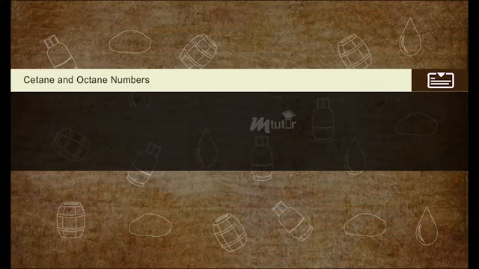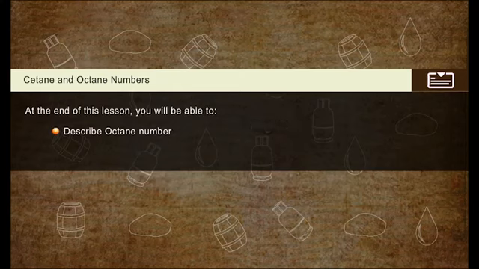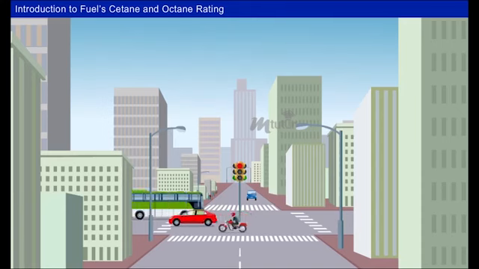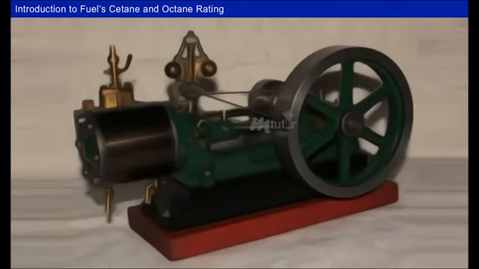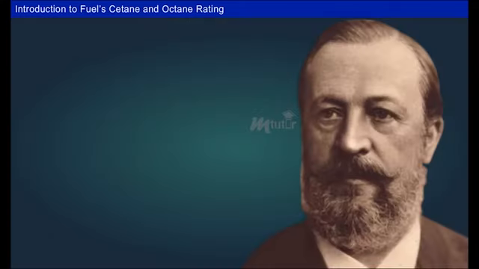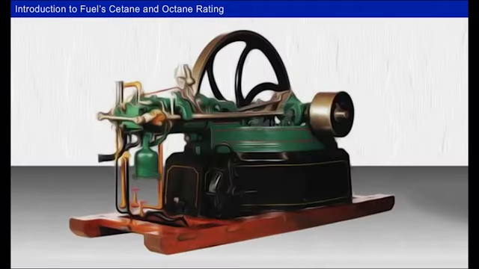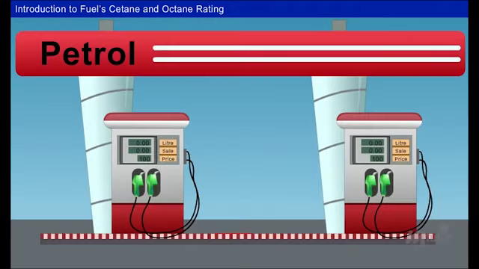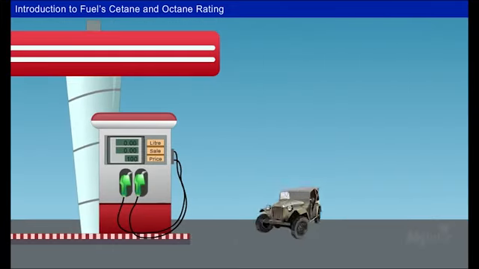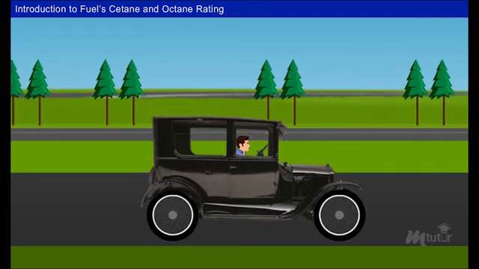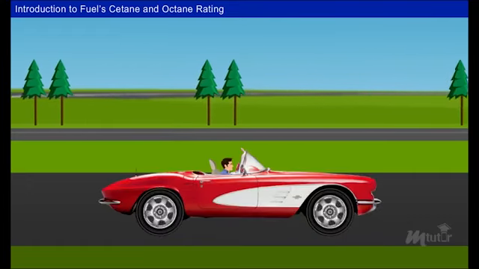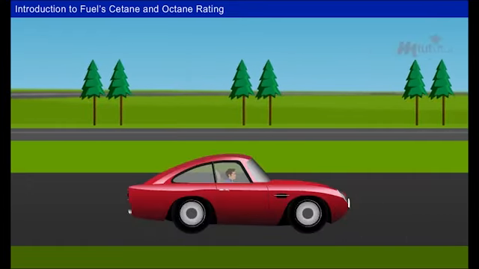Cetane and octane numbers. At the end of this lesson, you will be able to describe octane number and describe cetane number. Since the development of internal combustion engines, inventions have been made to improve their efficiency. One of the primary aspects of which is to develop the understanding of the relationship between the engine and the fuel that burns within it.